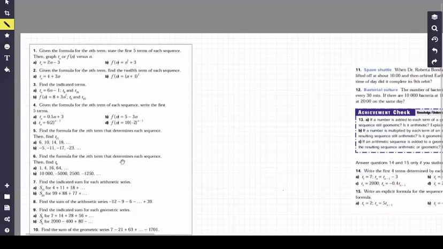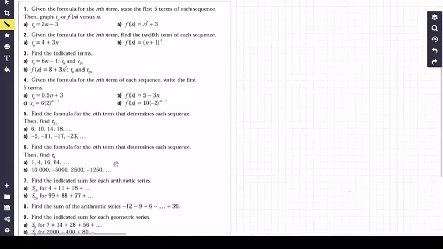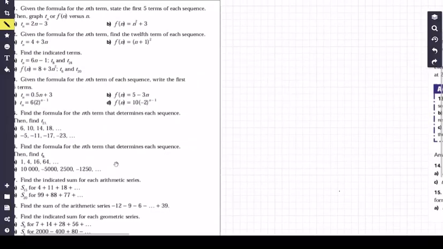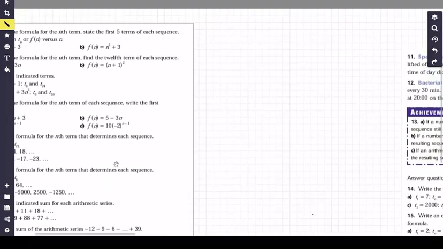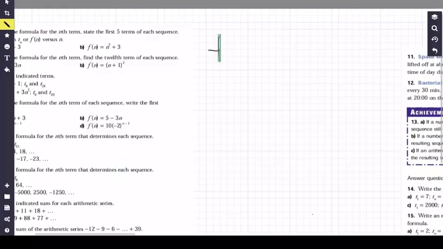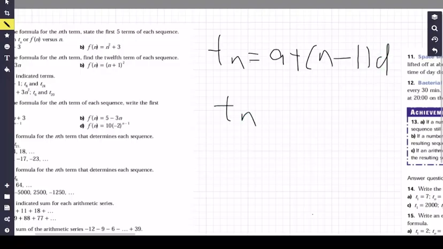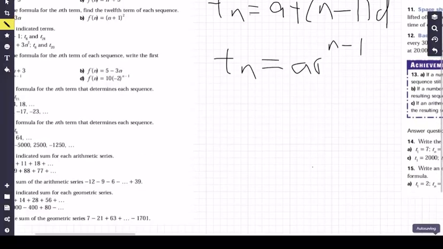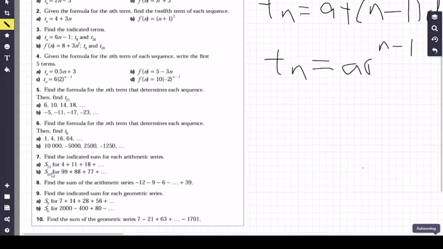Alright, let's go ahead and talk about number 6. So find a formula for the nth term. So this is just applying formulas that you already learned. Note that there's only 2 formulas that we can talk about. So Tn is equal to a plus n minus 1 times d, or Tn is equal to a times r to the n minus 1. Right? These are the formulas that you're going to use.